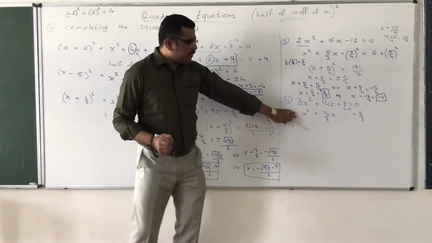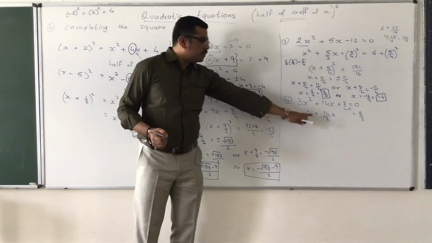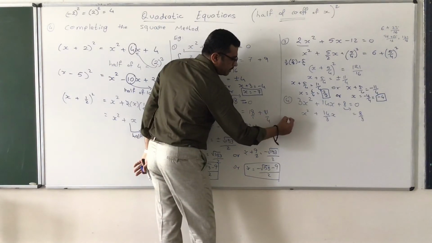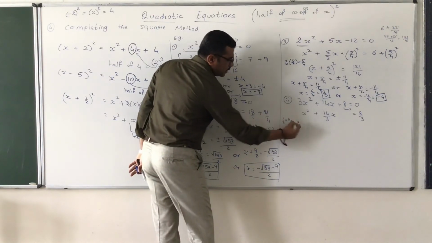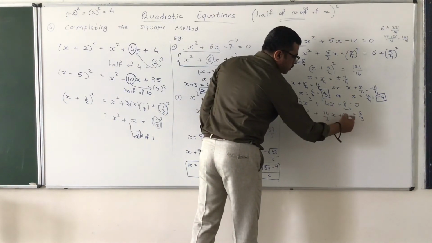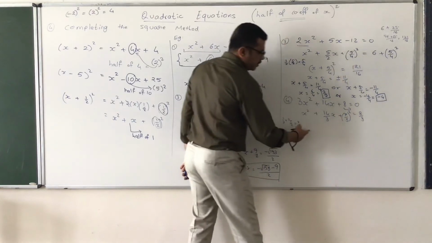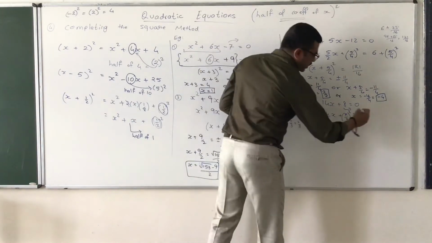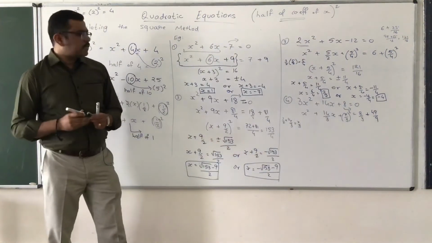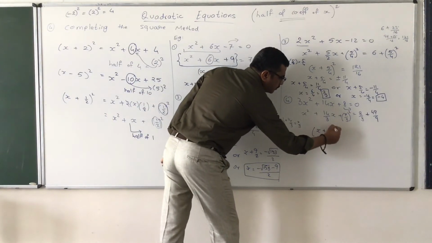Now to make a perfect square on the left hand side, we take half of the coefficient of x. So 14 upon 3, half of 14 upon 3, that is 7 upon 3. So we take 7 upon 3 the whole squared on both sides. So 7 upon 3 whole squared on one side, and on the other side I directly write 49 by 9 to make the calculation easier. So the left side is x plus 7 upon 3 the whole squared.